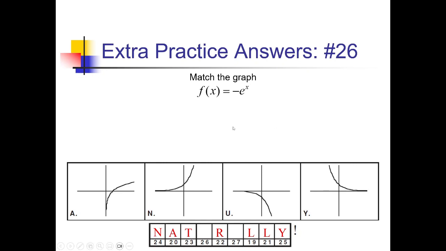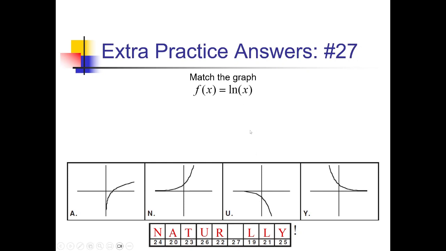For this next one, 26, negative e to the x. Since my negative is now outside the function, this is a vertical reflection. I'm going to be taking e to the x and flipping it over the x-axis. So again, here's e to the x. It was that choice N. I'm going to reflect this vertically. That gives me this upside down version over here, U, and that's going in spot 26.